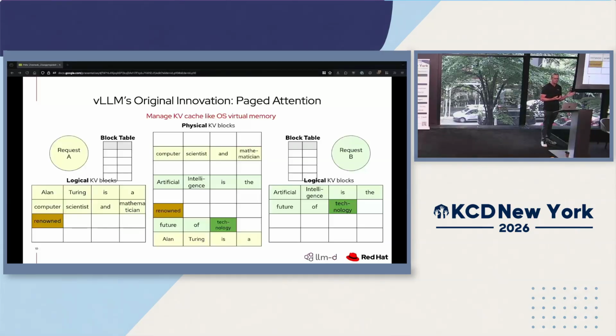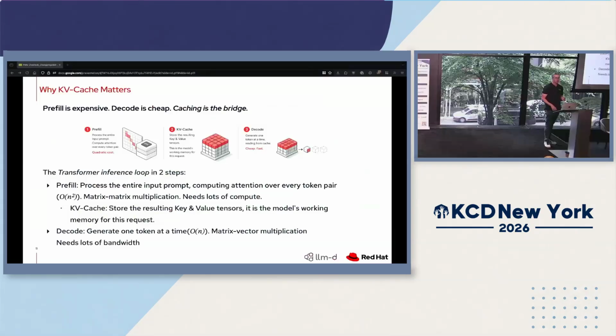Even proprietary engines have adopted this kind of paged architecture. So a great phrase to keep in mind here is a couple of these terms. Prefill is expensive, decode is cheap, and then caching is kind of what bridges it together.